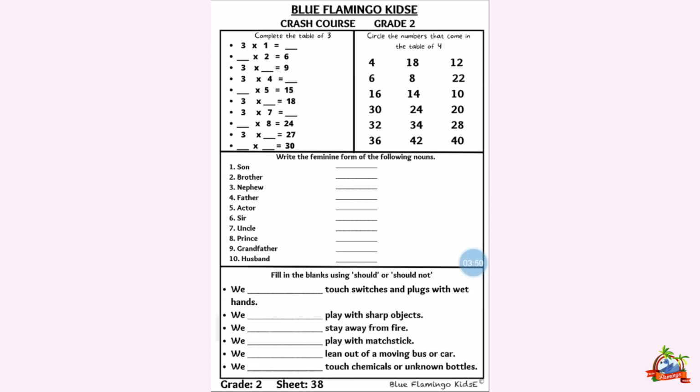4 1s are 4, 4 2s are 8, 4 3s are 12, 4 4s are 16, 4 5s are 20, 4 6s are 24, 4 7s are 28, 4 8s are 32, 4 9s are 36, 4 10s are 40. 5 1s are 5, 5 2s are 10, 5 3s are 15, 5 4s are 20, 5 5s are 25, 5 6s are 30, 5 7s are 35, 5 8s are 40, 5 9s are 45, 5 10s are 50.